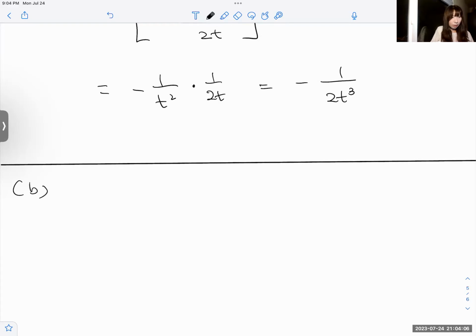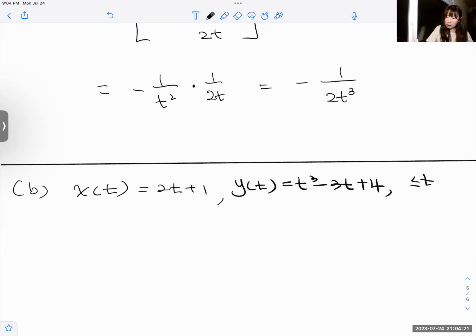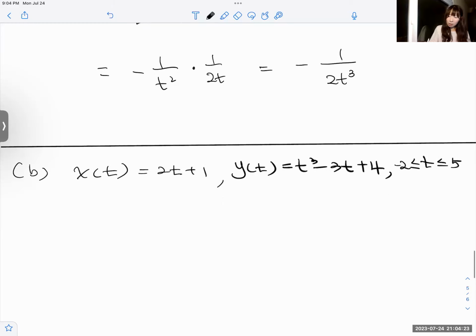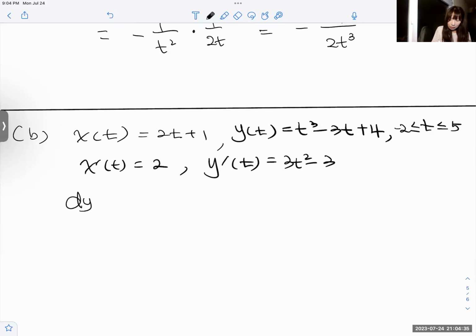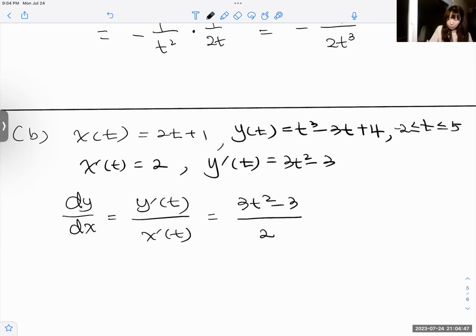The last one, we have x of t equal to 2t plus 1, y of t, which is t cubed minus 3t plus 4. t is between negative 2 and 5. Okay, x prime of t is 2, y prime of t is 3t squared minus 3. All right, so we want to find the slope, y prime of t over x prime of t, which is 3t squared minus 3 over 2.